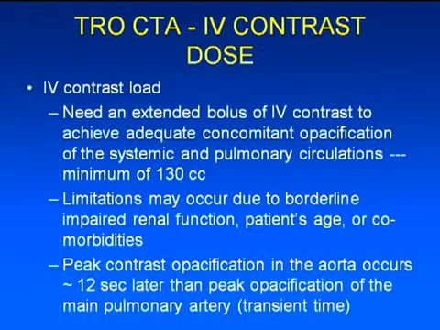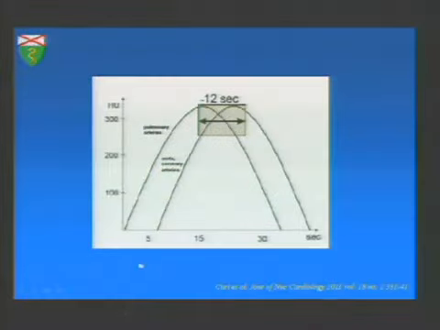To understand a little better, the peak contrast opacification of the aorta happens about 12 seconds later than the peak opacification of the main pulmonary artery. That's called the transit time. And you have this nice graphic by Dr. Khoury in 2011. You start injecting contrast, and you have the peak opacification in the pulmonary artery. After 12 seconds, you have the peak of opacification in the aorta. That's when you want to start scanning the patient, because you want opacification of both systems.